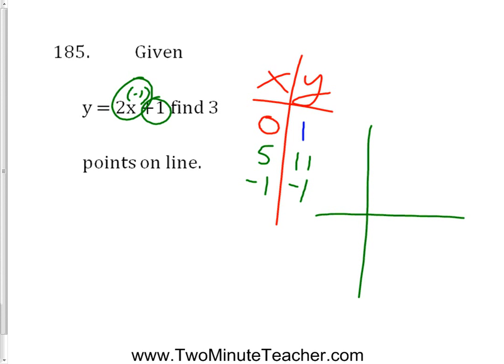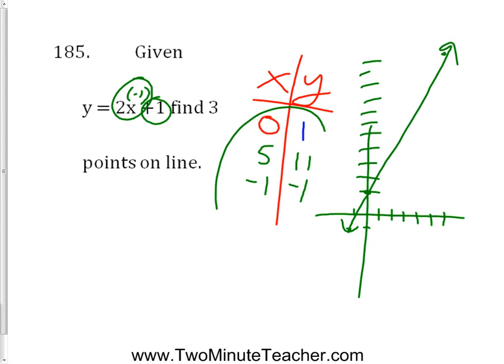I just go over 0 up 1, over 5, up 11. Okay, so that'd be like way up here, and then negative 1, negative 1. So that'd be like down here, and then basically, that's a really rough graph. I can find an unlimited number of combos. I just keep picking another x and I stick it in and I see what y gives me.